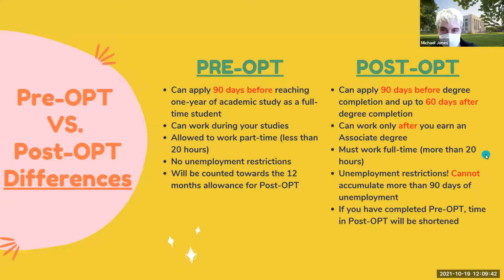Now the differences. For pre-OPT, you can apply 90 days before reaching 1 year of academic study as a full-time student. You can apply 90 days before the end of your first year spring semester. And you can work during your studies. You're also allowed to work part-time, and there are no unemployment restrictions.